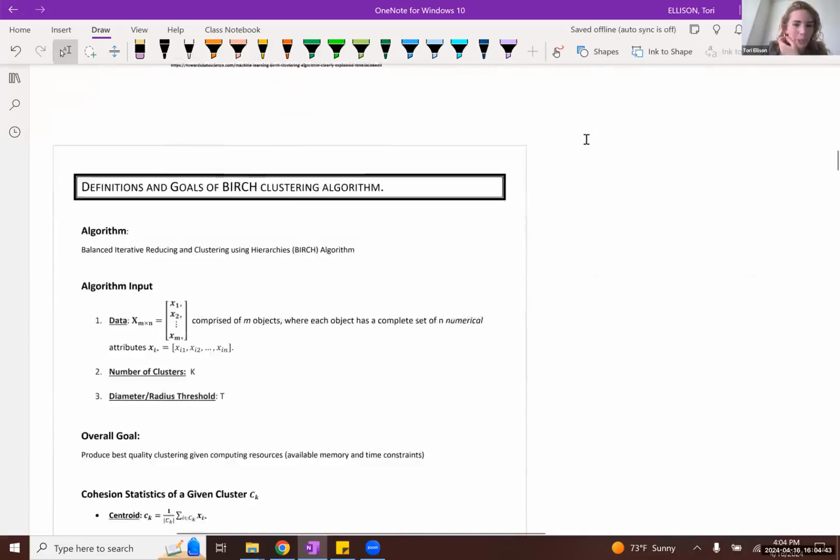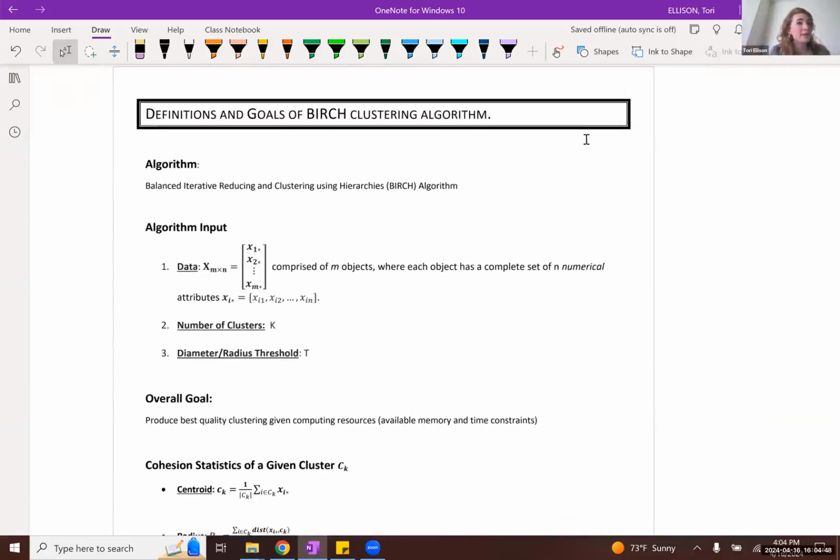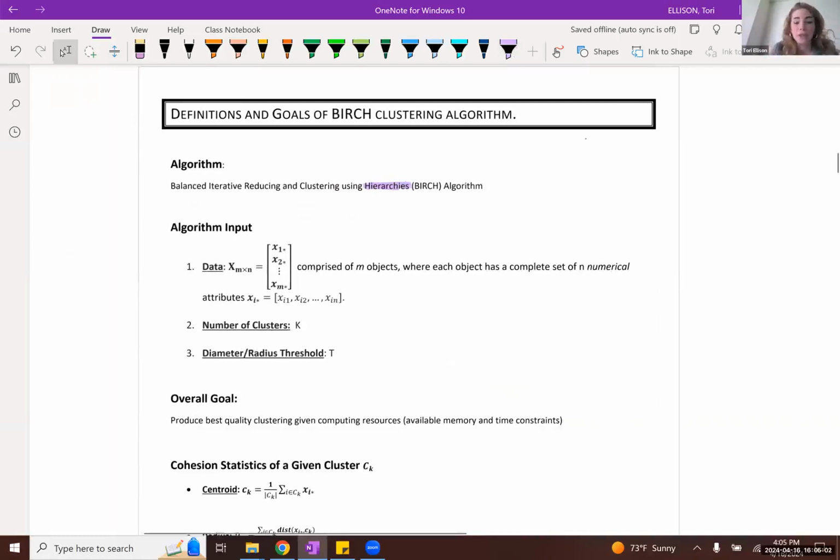So the Birch clustering algorithm stands for balanced iterative reducing and clustering using hierarchies. As the word hierarchies would imply, you can interpret this as a hierarchical agglomerative clustering algorithm. However, you don't necessarily need to use it that way. If you had a sense that there were, for instance, 5 clusters in your data set, you can simply extract the clustering that has 5 clusters and not necessarily even observe the hierarchical clustering nature of the data.